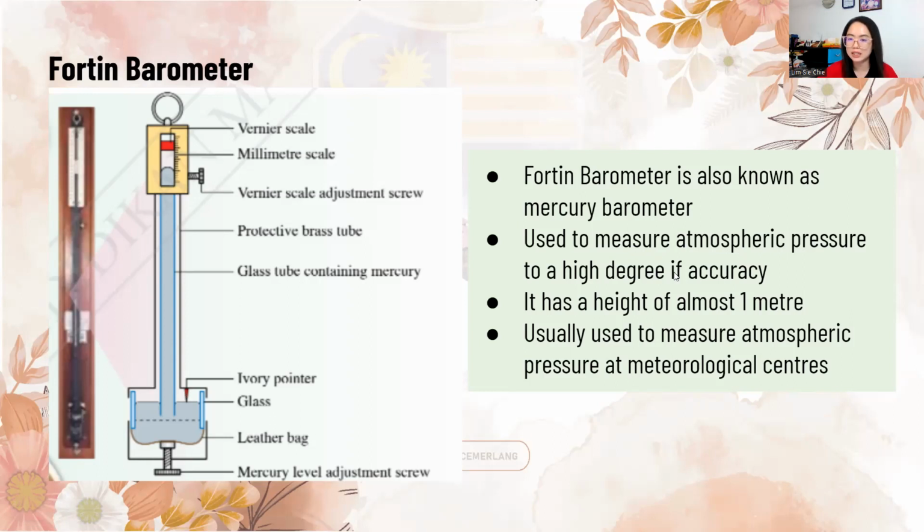It is used to measure atmospheric pressure with a high degree of accuracy. It has a height of almost 1 meter and is usually used to measure atmospheric pressure at meteorological centers. So if you have the chance to go to a meteorological center, you will see this Fortin barometer there. Normally we use a height of 1 meter. When you have 1 meter height, it's easier for you to calculate 0.76 meter of mercury. Now, if you want to station it at one position, and you're not bringing it here and there, then the mercury barometer or Fortin barometer is a very good measuring instrument.